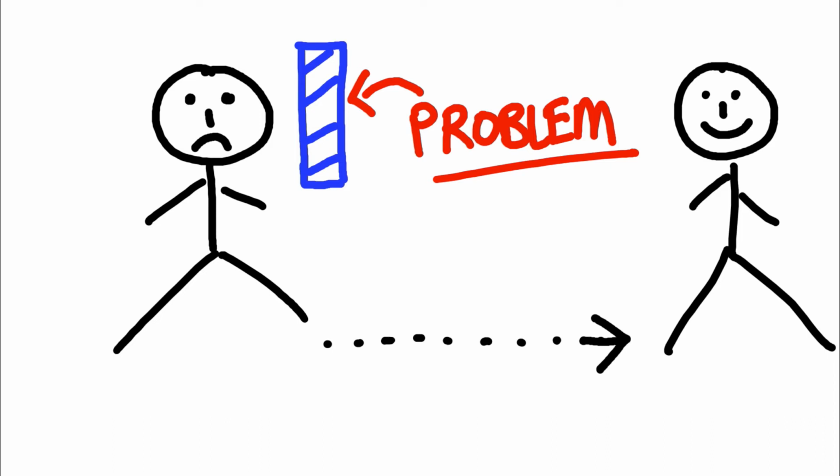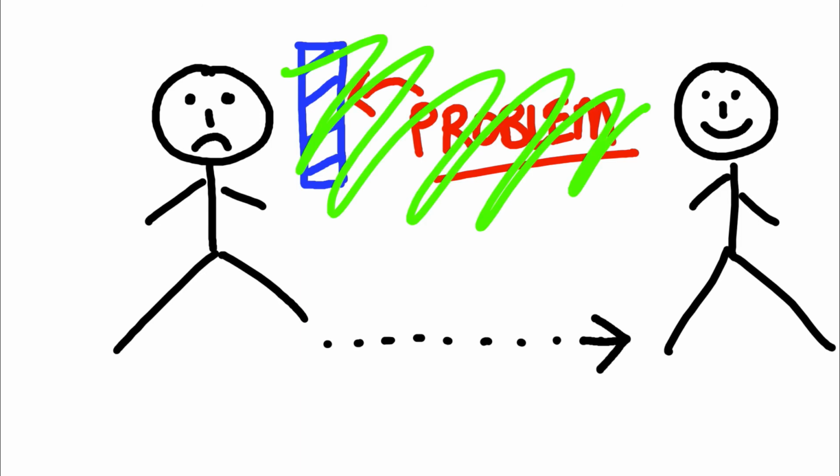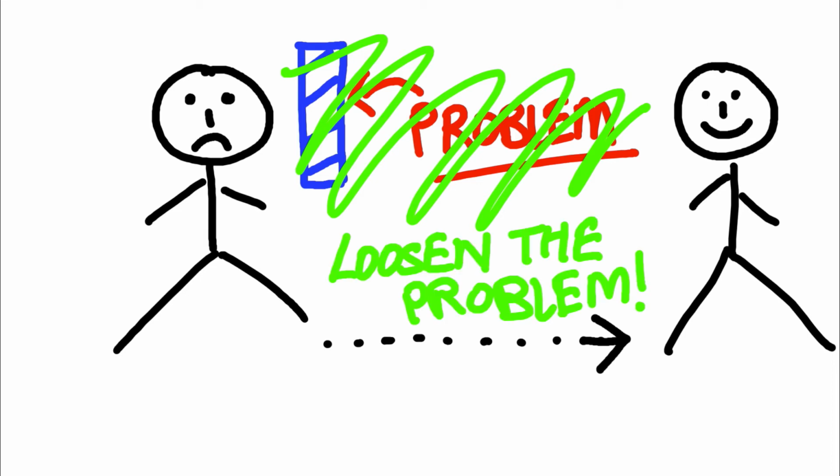So the one thing we do not want to do is to solve the problem, which is what most people are trying to do. The very first thing that we should in fact do is to loosen the grip and loosen the perception of the client's view of the problem. And that is what I call loosening the problem from the perspective of the client.